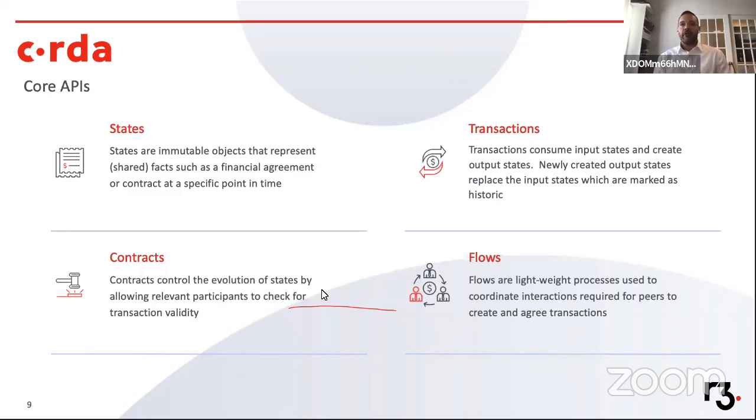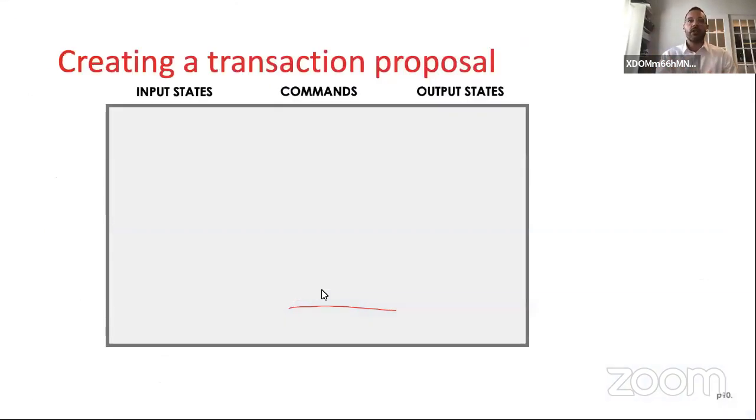Flows are lightweight processes used to coordinate interactions required for peers to create and agree on transactions. So if you take these four things together, states, contracts, transactions, and flows, and you put them all together, what does this actually look like? It looks something like this.